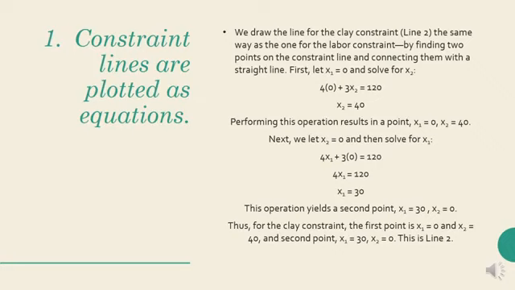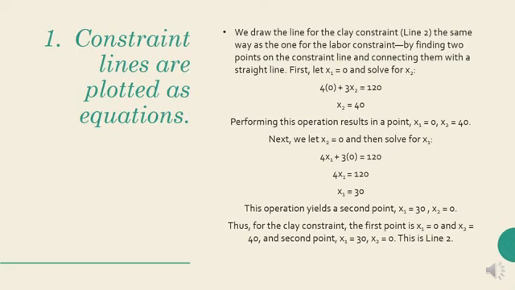Okay? Next, we let x2 is equal to 0 and then solve for x1. So, 4x1 is equal to 120. x1 is equal to 120 divided by 4. x1 is equal to 30. This operation yields a second point. x1 is equal to 30. x2 is equal to 0.